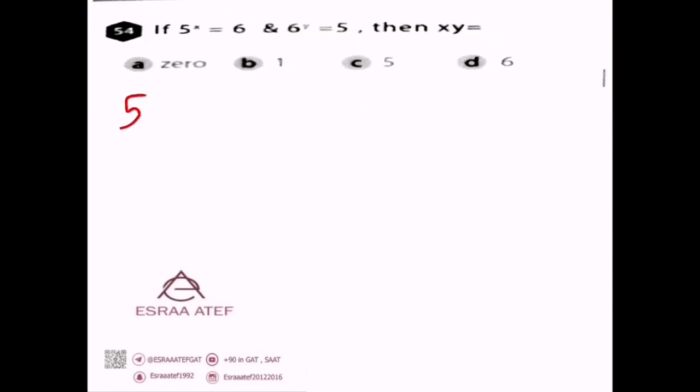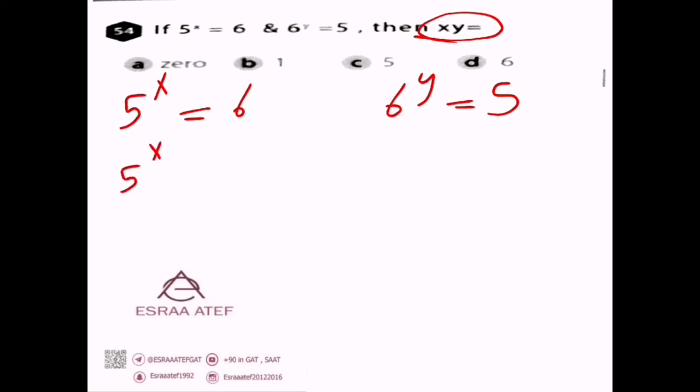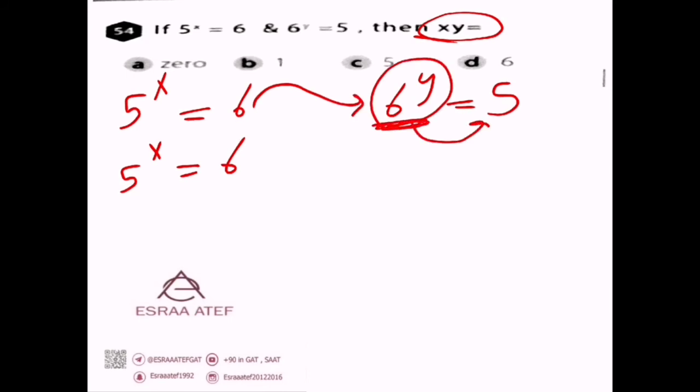Here we have 5 powered by x equals 6, and we have 6 powered by y equals 5, and he wants you to get xy. Okay, it's repeated very much. Okay, so how can we get it? 5 powered by x equals 6. Okay, so if we convert this 6 to 6 power by y, we can replace it with 5, okay, to get the value of xy.